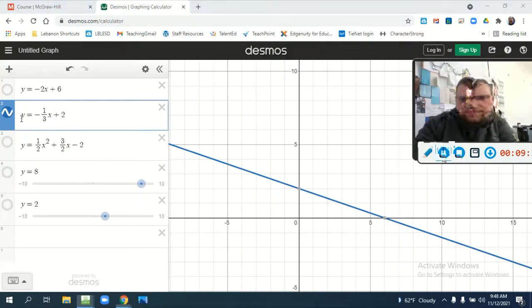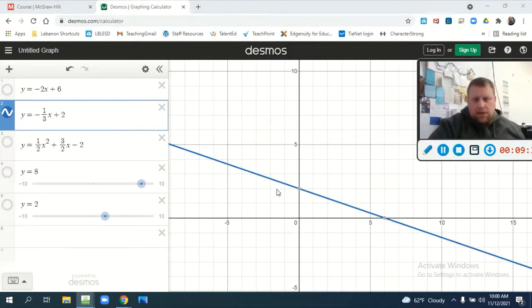So we can see we have y equals negative 1/3 x plus 2. I have a graph right here. And what do we have the x-coordinate at, or the x-intercept at? It's at (6, 0), which means my solution should be 6. And we're going to talk about how to find that next.